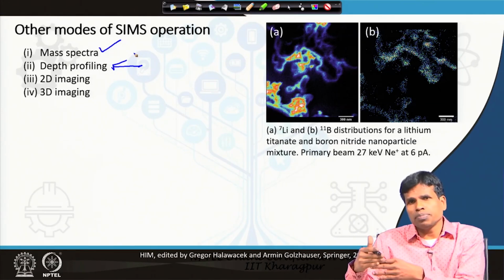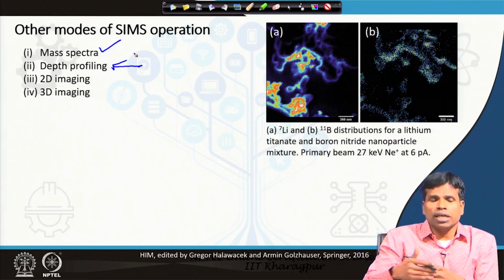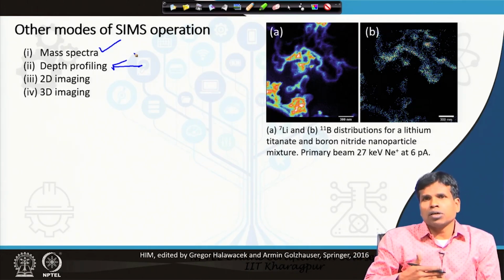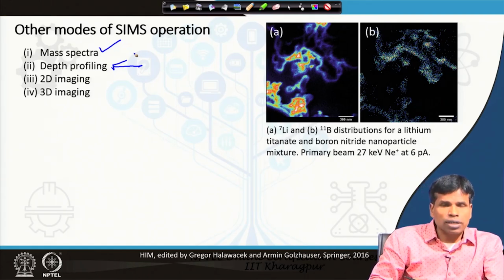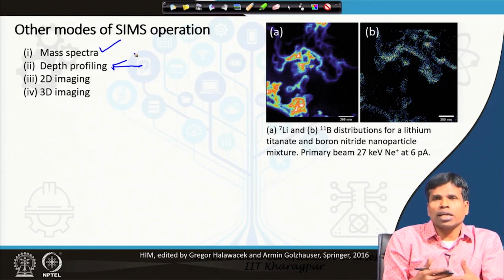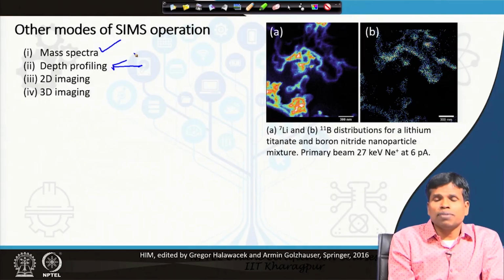We can measure the mass of the sputtered atoms, particularly sputtered ions, and then at every depth the composition of the sample can be measured. That is depth profiling, and from that we can particularly analyze the composition of multi-layer thin films at different layers, and at the interface, these things can be measured. We can do 2D imaging.